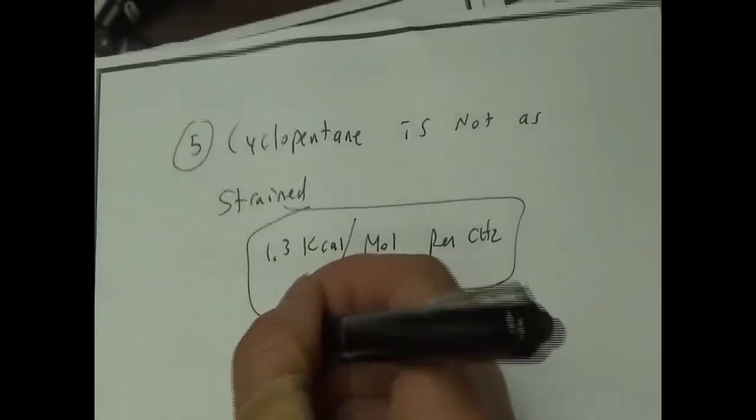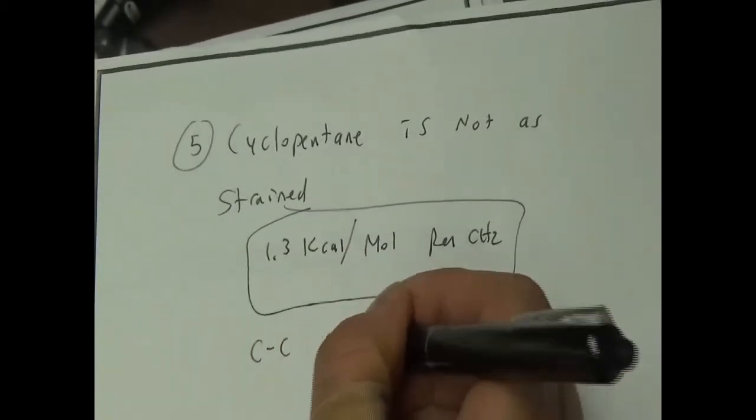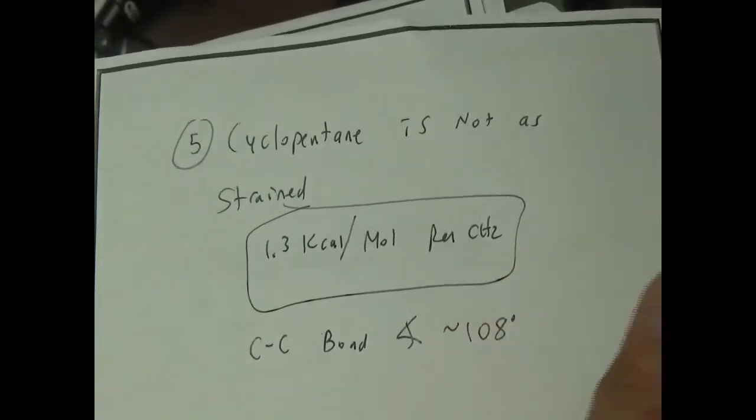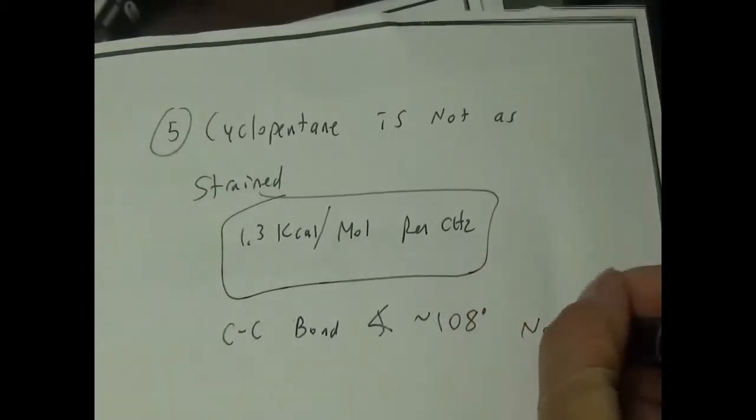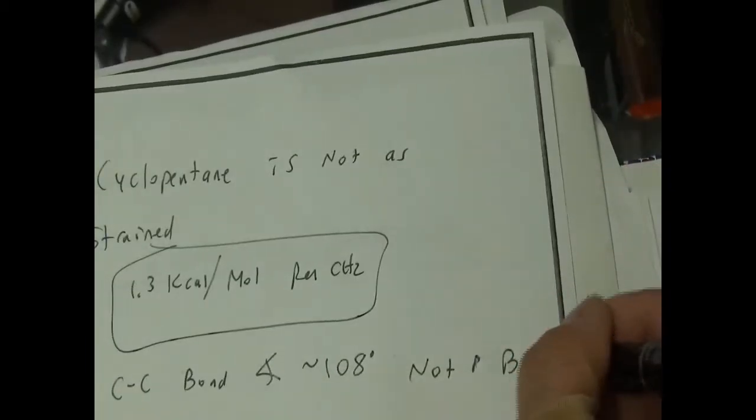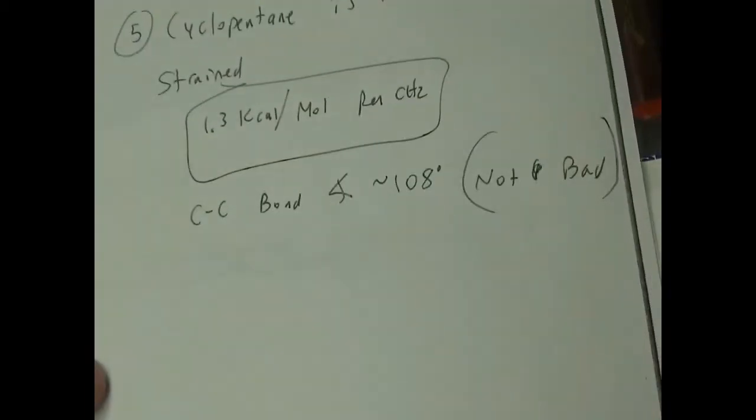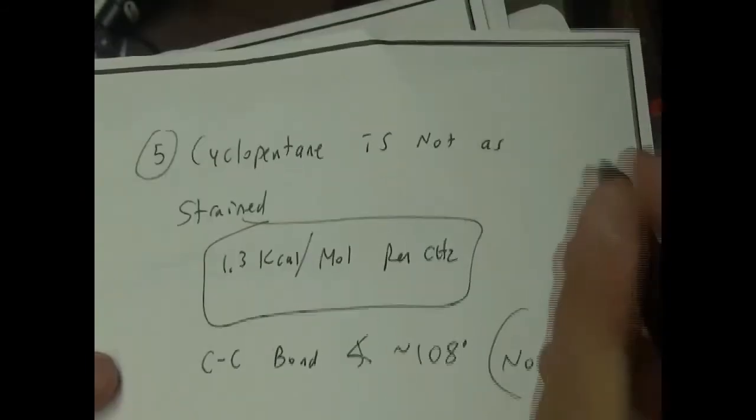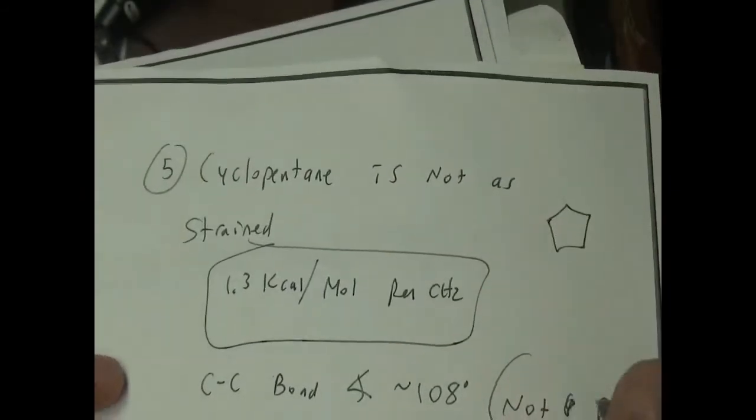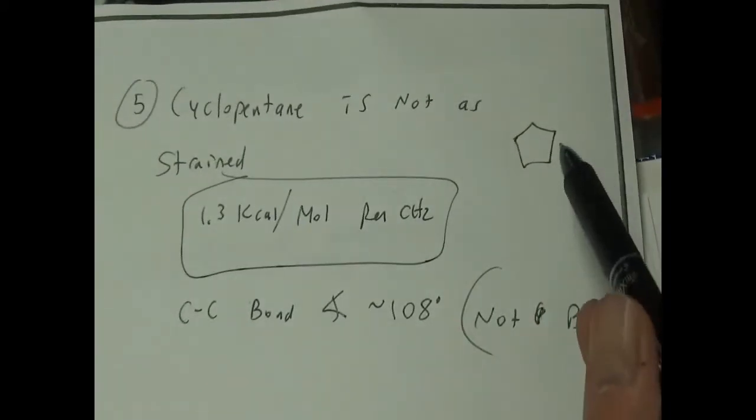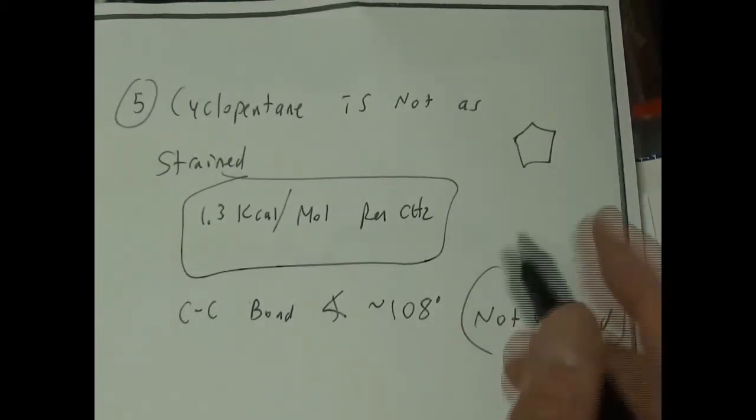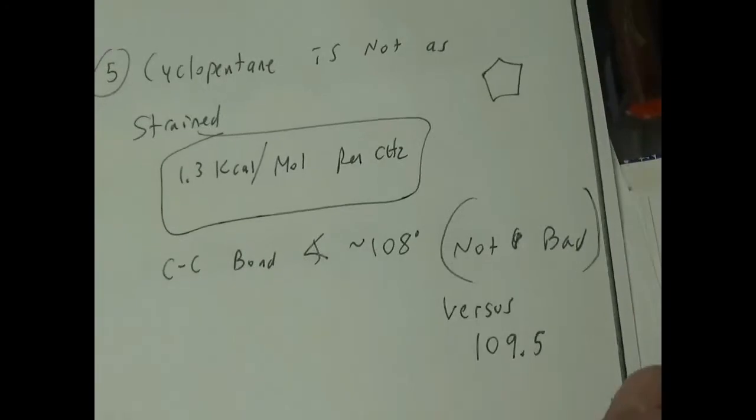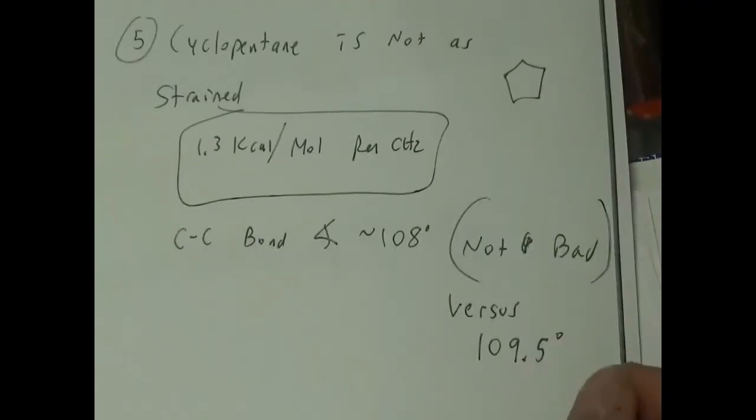The C-C bond angle is about 108 degrees, which is not that bad considering the hybridization of cyclopentane. All of the CH2s are sp3 tetrahedral, so you know it's close to a perfect tetrahedral 109.5 degrees. So not that bad.